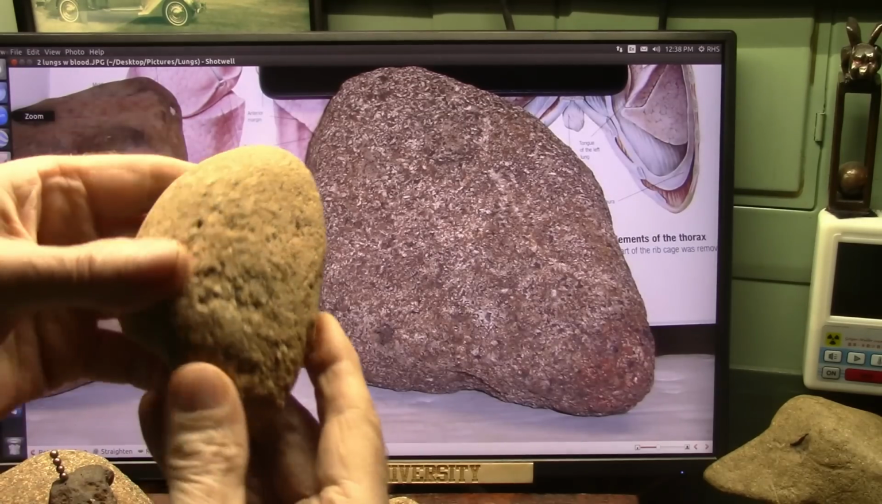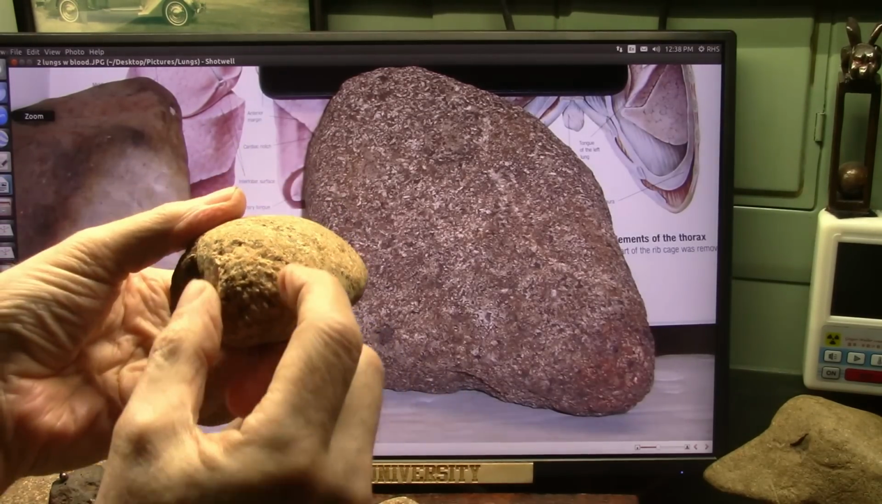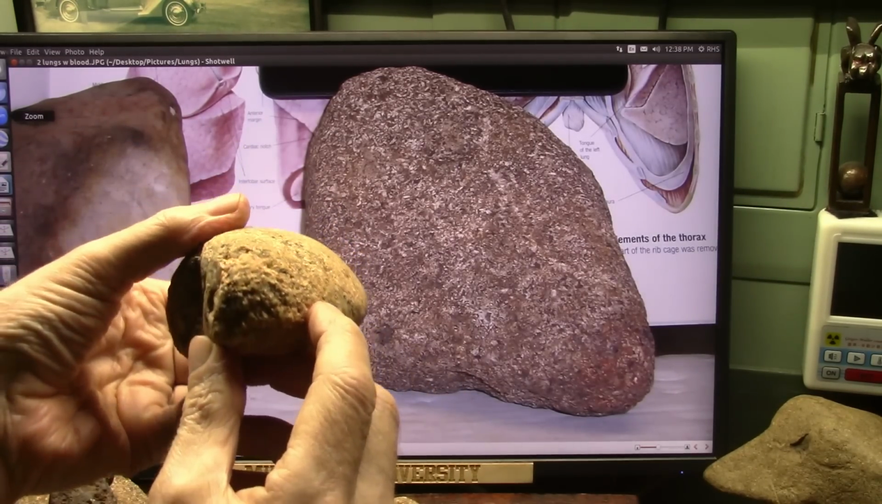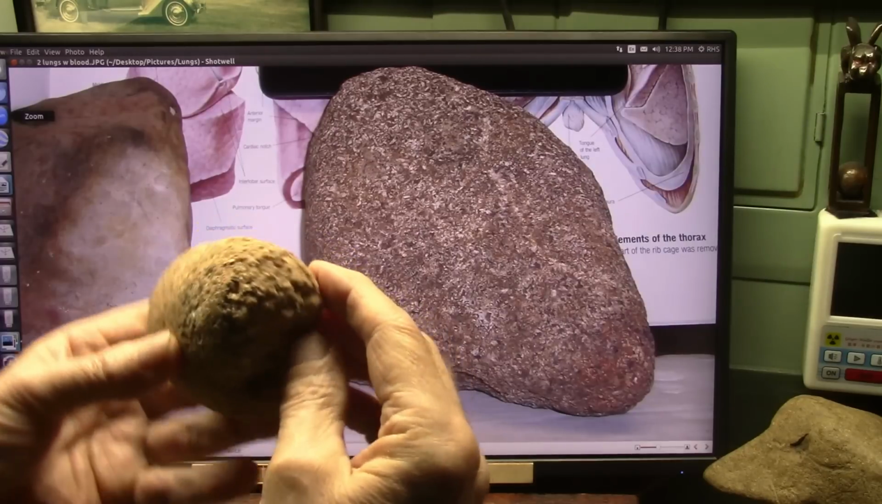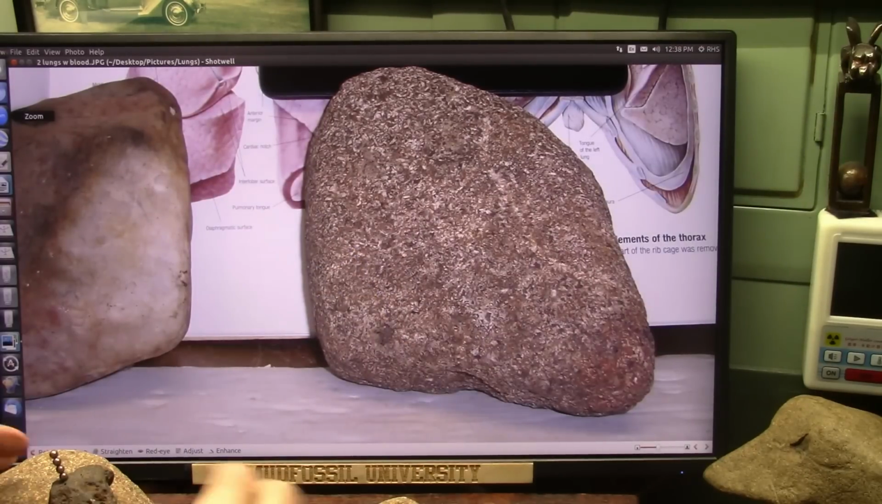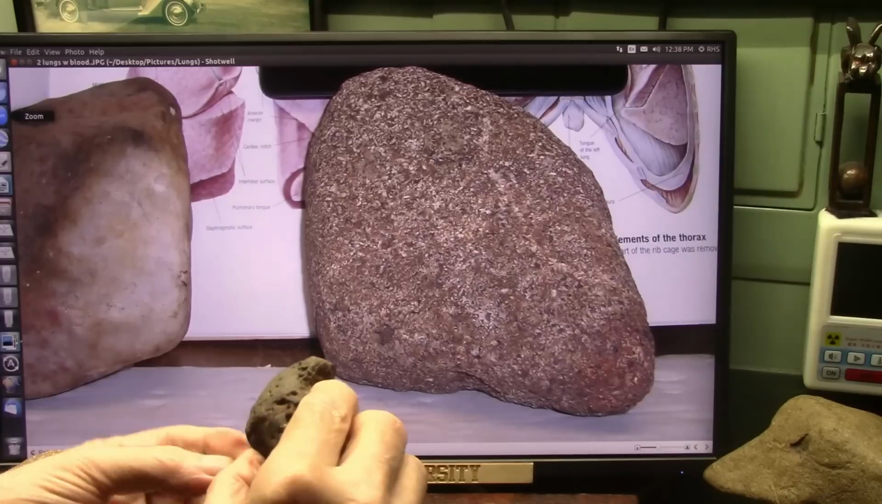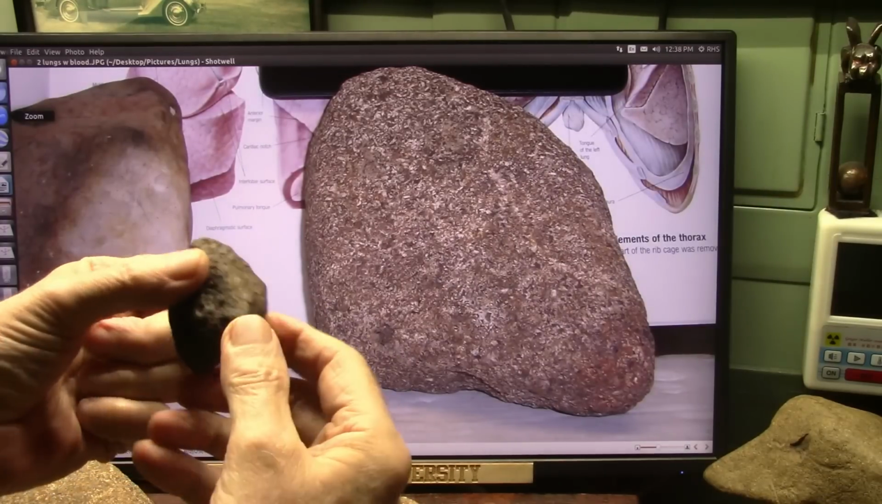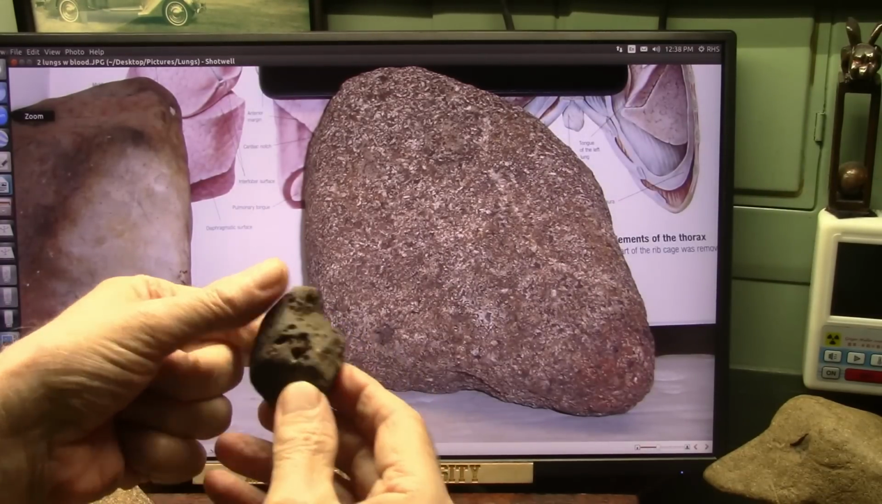And see how smooth it is everywhere else? That's where it locked in. This is the latch right here. You see the latch? You can actually see the triangle. Now, this one here, my little iron lung here, same thing. Has that latch right on the bottom here.